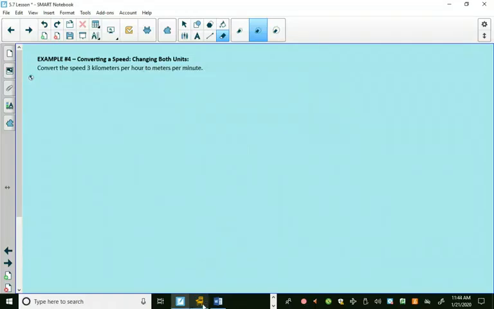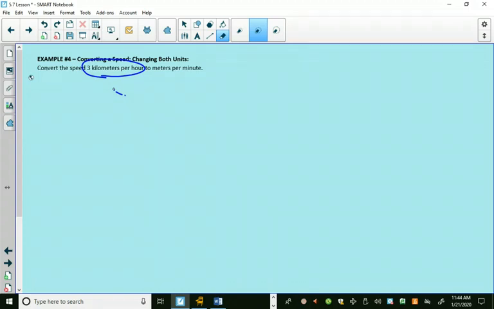Our next example, our last example today, is going to be to convert the speed of 3 kilometers per hour to meters per minute. So you'll notice that we have a rate again. Kilometers and hours are what we're comparing. But you'll also notice that we're not just changing kilometers to meters, we're also changing hours to minutes.